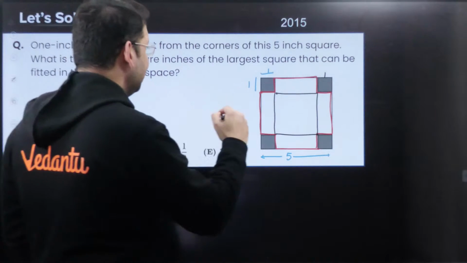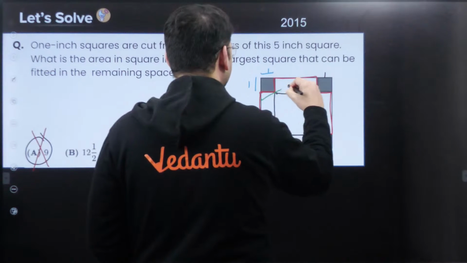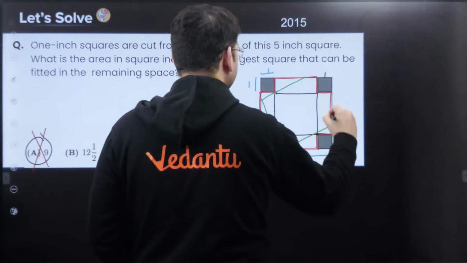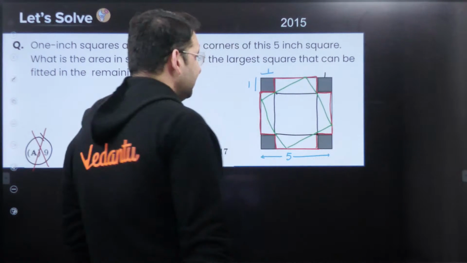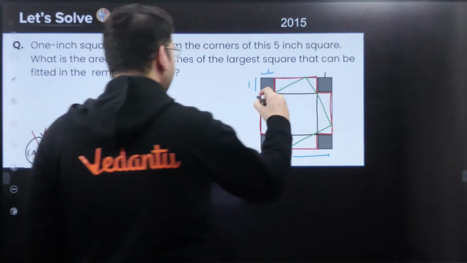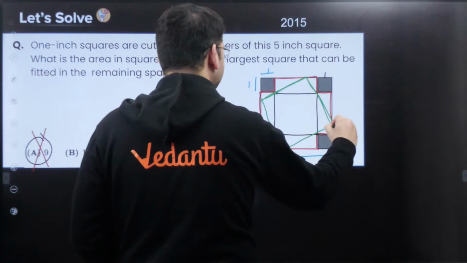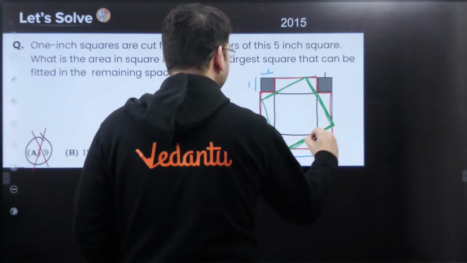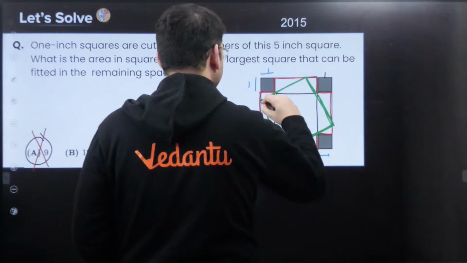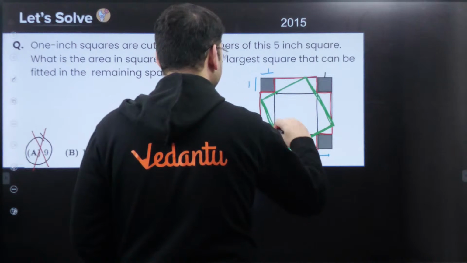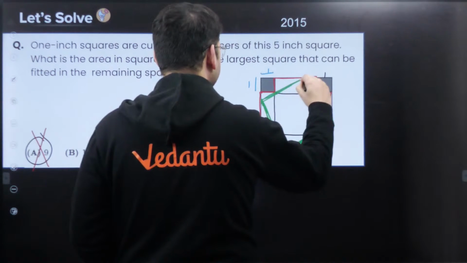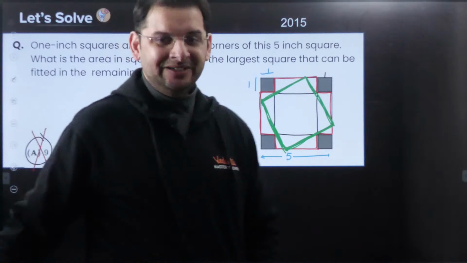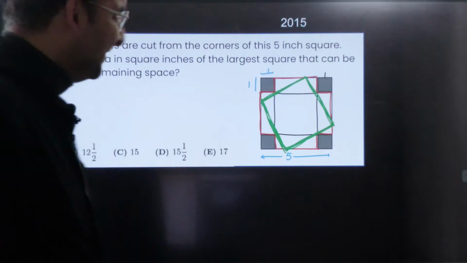For example, if I try to make a square like this, कुछ ऐसा, can I say this square, the one I have drawn, इसका एरिया डेफिनेटली 9 से बड़ा होगा. Isn't it? So how do we find the area?